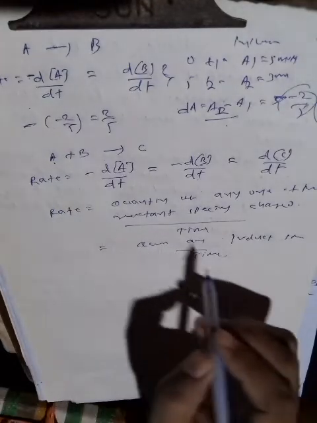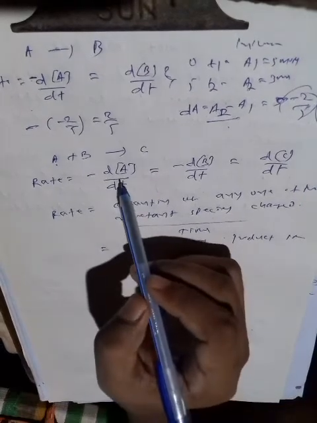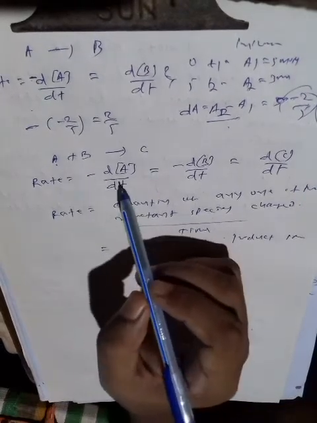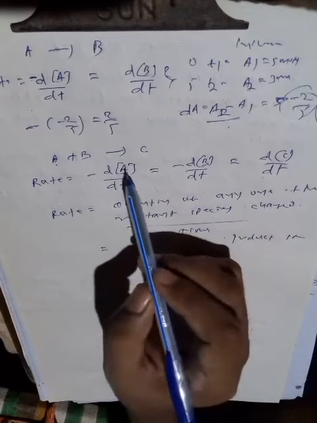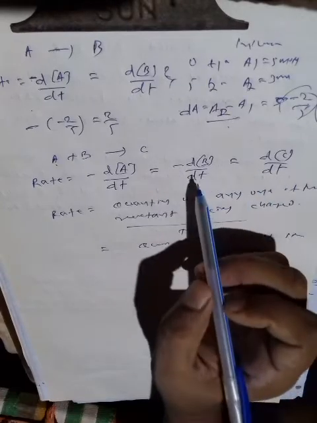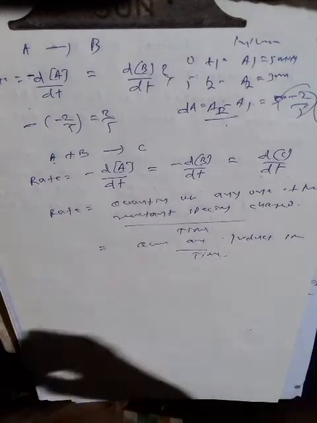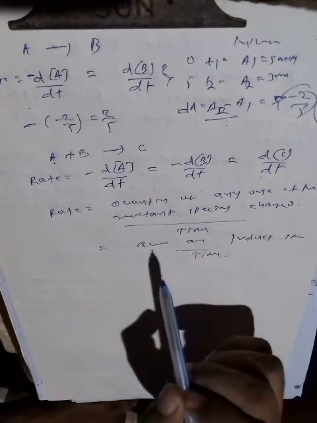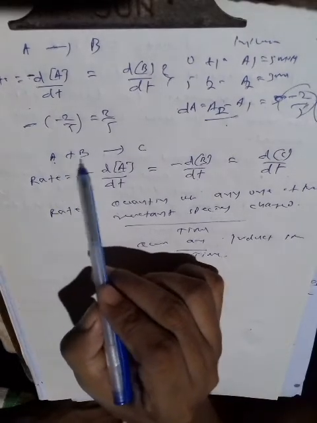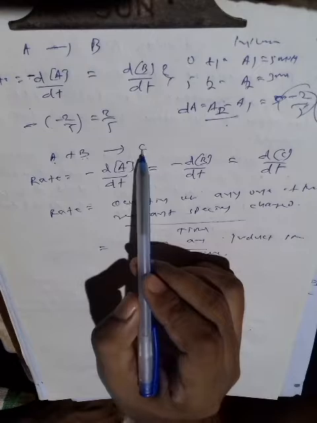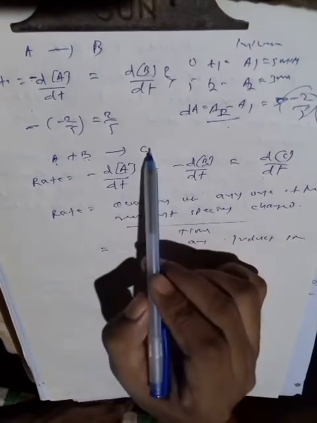Okay, so you have to remember always: when rate is expressed in terms of reactant, a negative sign is given before the term, and when it is expressed in terms of product, no need to give a negative sign because product is always increasing. Now suppose here the number of moles of all the reactants and products are the same, because 1 mole of A is reacting with 1 mole of B and the product formed is 1 mole.